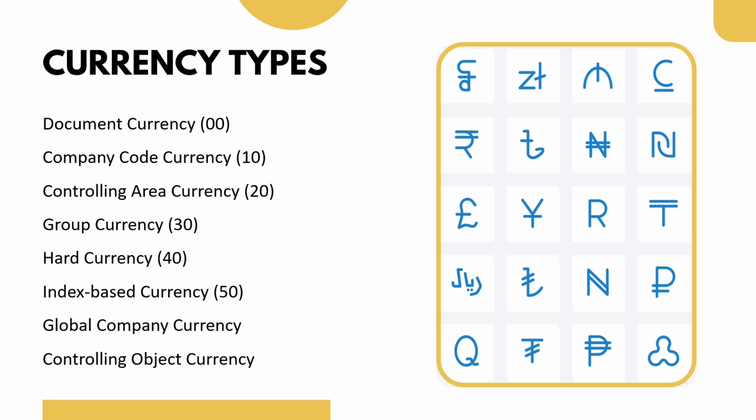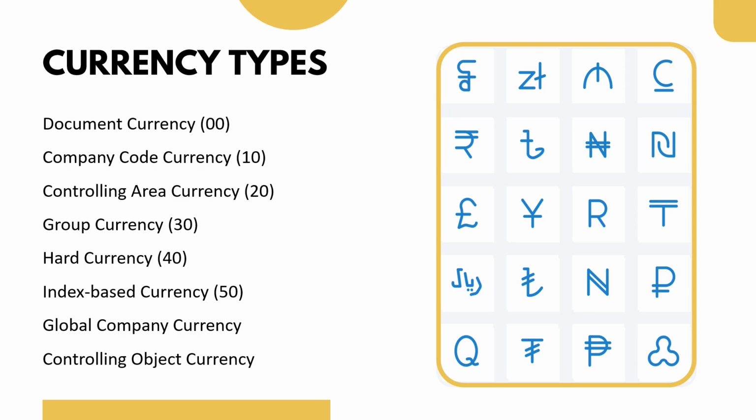These are the different currency types that we have. We have the document currency, which is always represented with 00, and is also called the transaction currency. The company code currency is 10. The controlling area currency, which comes from the controlling area that is assigned to the company code, is 20. And we have the group currency, which is usually the currency that we have for the entire client. When we have an SAP client, the group currency is defined at the client level, in the transaction code SCC4.